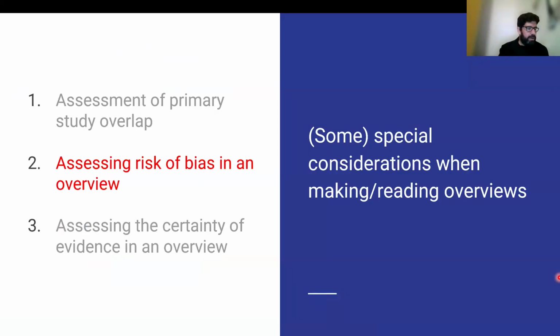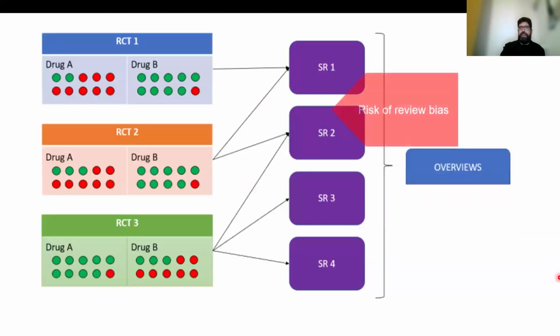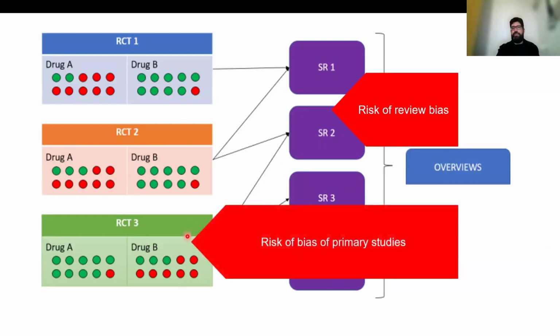So I think I'm about to finish the time here of the presentation. I will do this very quickly. Risk of bias in an overview is another special consideration, but I will just say two words about this. When you're authoring an overview, you assess the risk of bias of the review, but you also need to consider the risk of bias of the primary study. So risk of bias is at two levels.